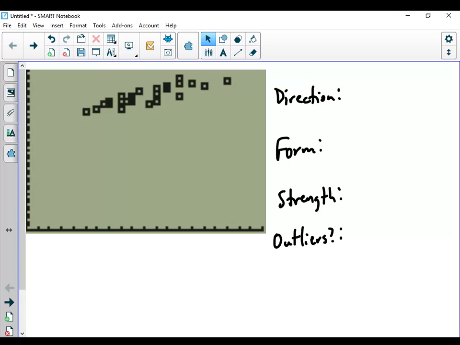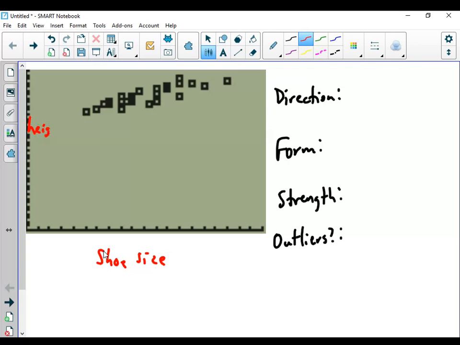A scatter plot would look something like this. Now, I have a labeled y-axis, so you want to make sure that you do that. When I did mine, I did the shoe size on the x-axis, and I did height on the y-axis. So I made sure I labeled those. When I did mine, the shoe sizes, I wasn't sure of the largest, like 17 or 18.